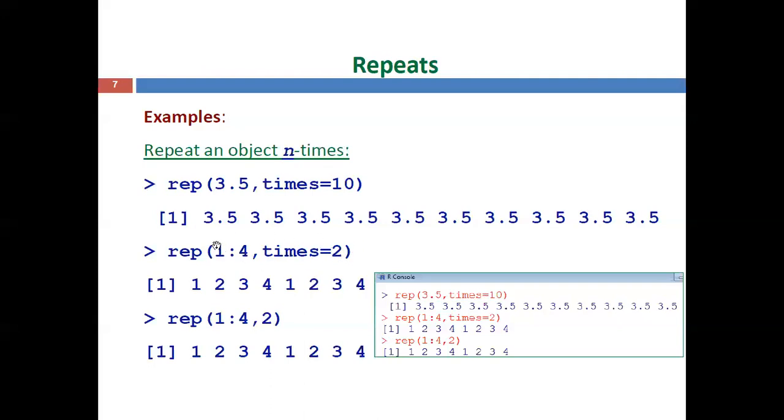So how, in what order? First it takes 1:4, which expands to 1, 2, 3, 4. That is one set. Then the same values are repeated again: 1, 2, 3, 4.